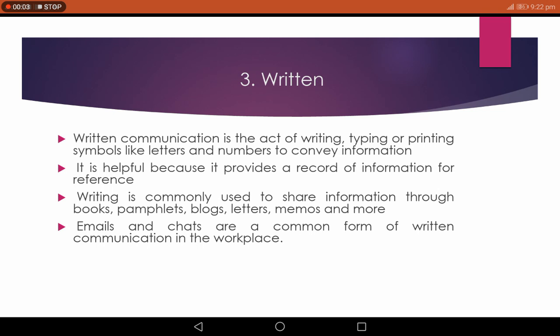Coming to the third type of communication, it's written communication. Written communication is the act of writing, typing, or printing symbols like letters and numbers to convey information. It is helpful because it provides a record of something for reference. Writing is commonly used to share information through books, pamphlets, blogs, letters, memos, and more. Emails and chats are a common form of written communication in the workplace.